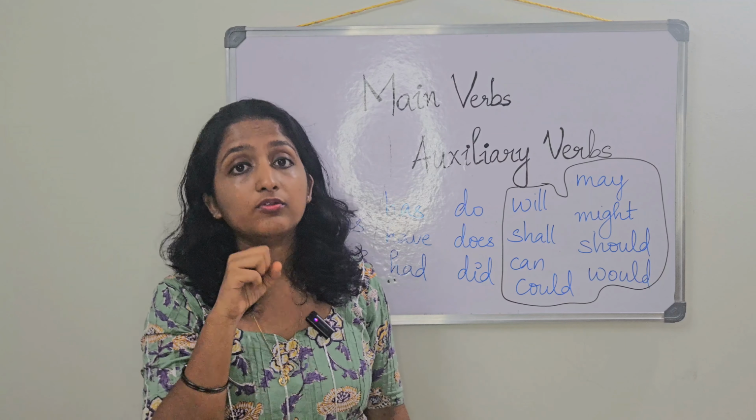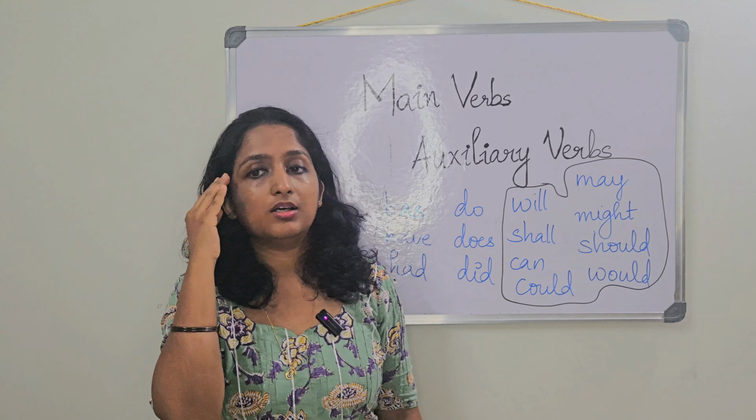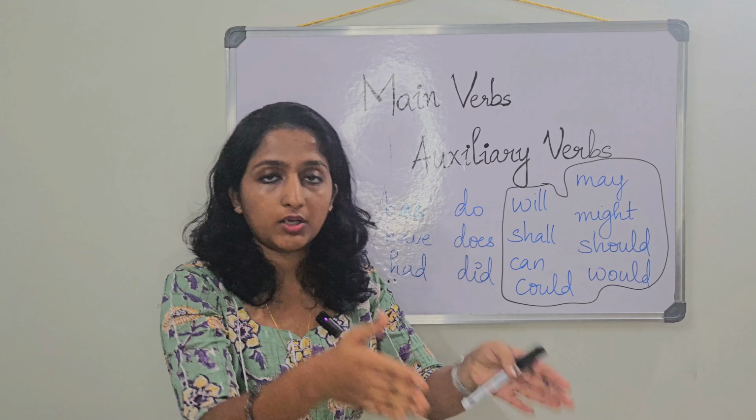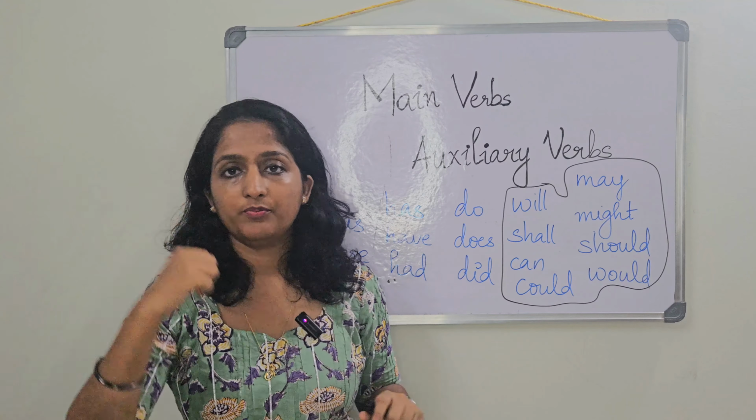What is the main use of an auxiliary verb? It actually gives us a hint about the tense. Which tense is it? Present tense, is she singing right now, or had she finished singing, or is it going to happen in future?